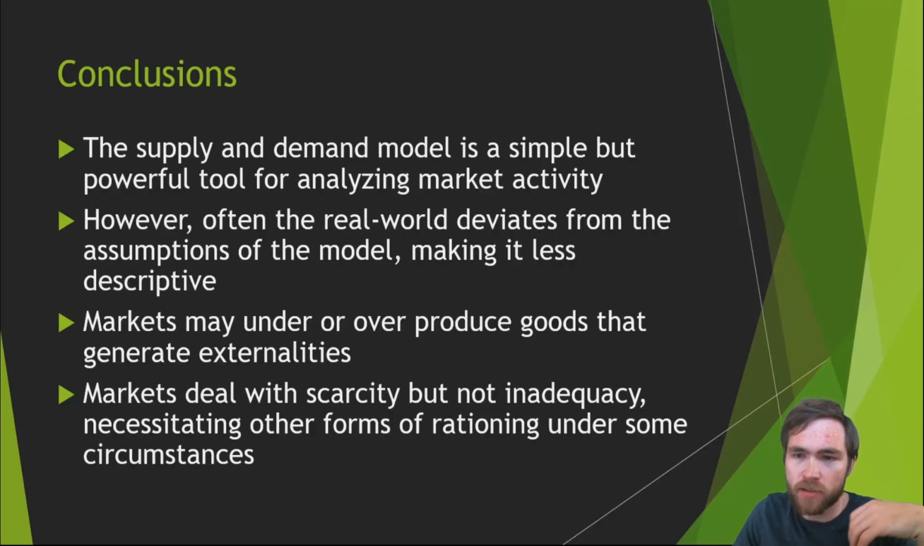But just wrapping things up, the supply and demand model is simple, but it's a powerful tool and often a good first pass model to apply to a market. When the real world deviates from the assumptions of the model largely, it makes it less descriptive. Markets may over or underproduce goods that generate externalities. And finally, markets deal with scarcity but not inadequacy, and so this leaves an opening for different forms of regulation and distribution that are non-market. I think that's all I got for this one.